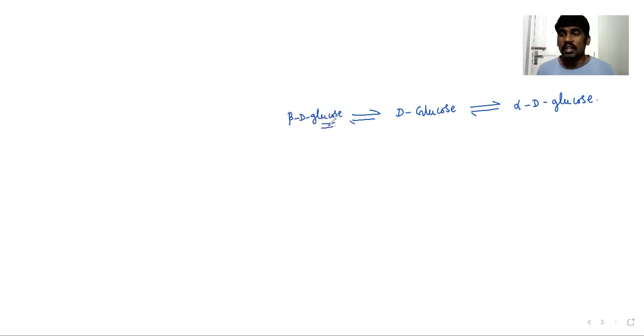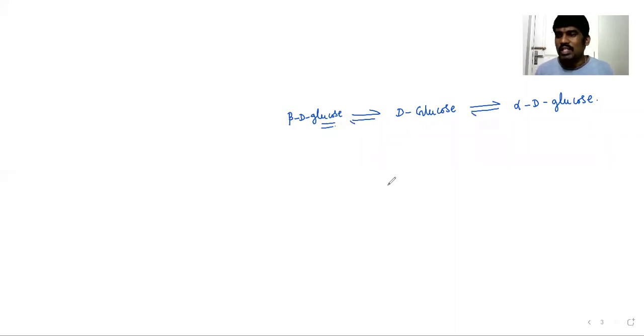Observe it carefully. So here D-glucose is in equilibrium with alpha D-glucose as well as beta D-glucose. As we come to know, D-glucose is in equilibrium with alpha D-glucose as well as beta D-glucose. It is exhibiting both forms, the alpha form as well as the beta form.